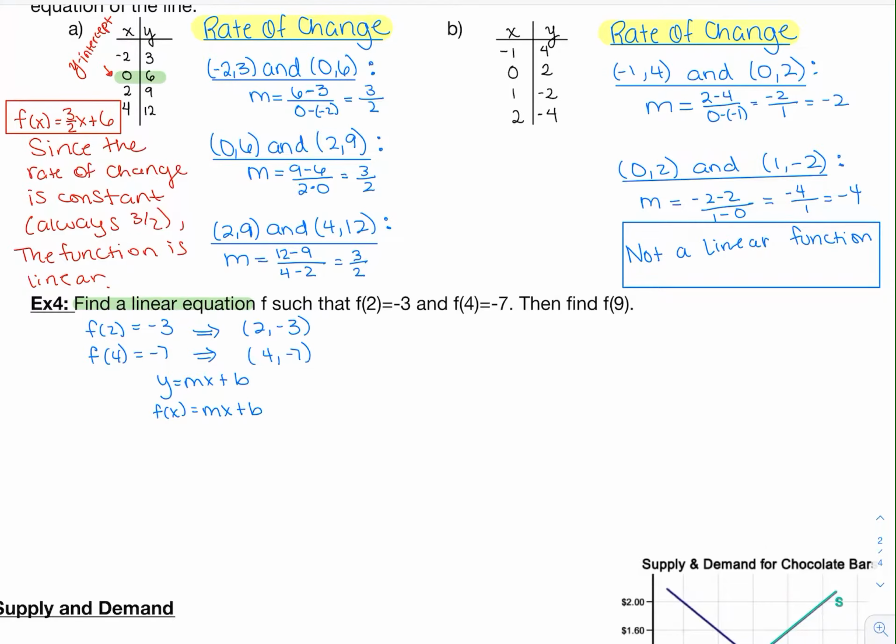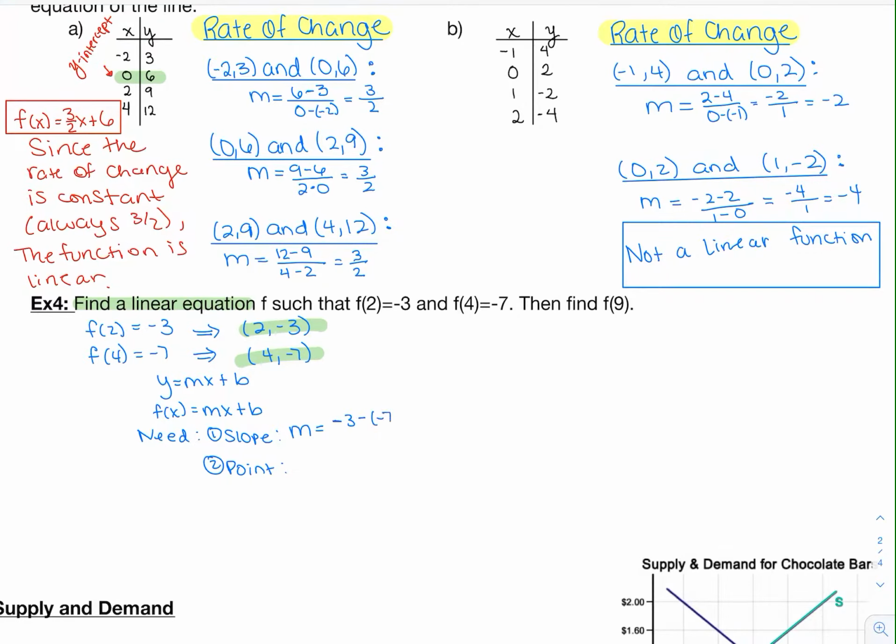Okay, so we need two things. We need a slope and we need a point. Okay, do we have a slope? Well, we don't, but we can find it using the formula y sub 2 minus y sub 1 over x sub 2 minus x sub 1, and using our given points here.